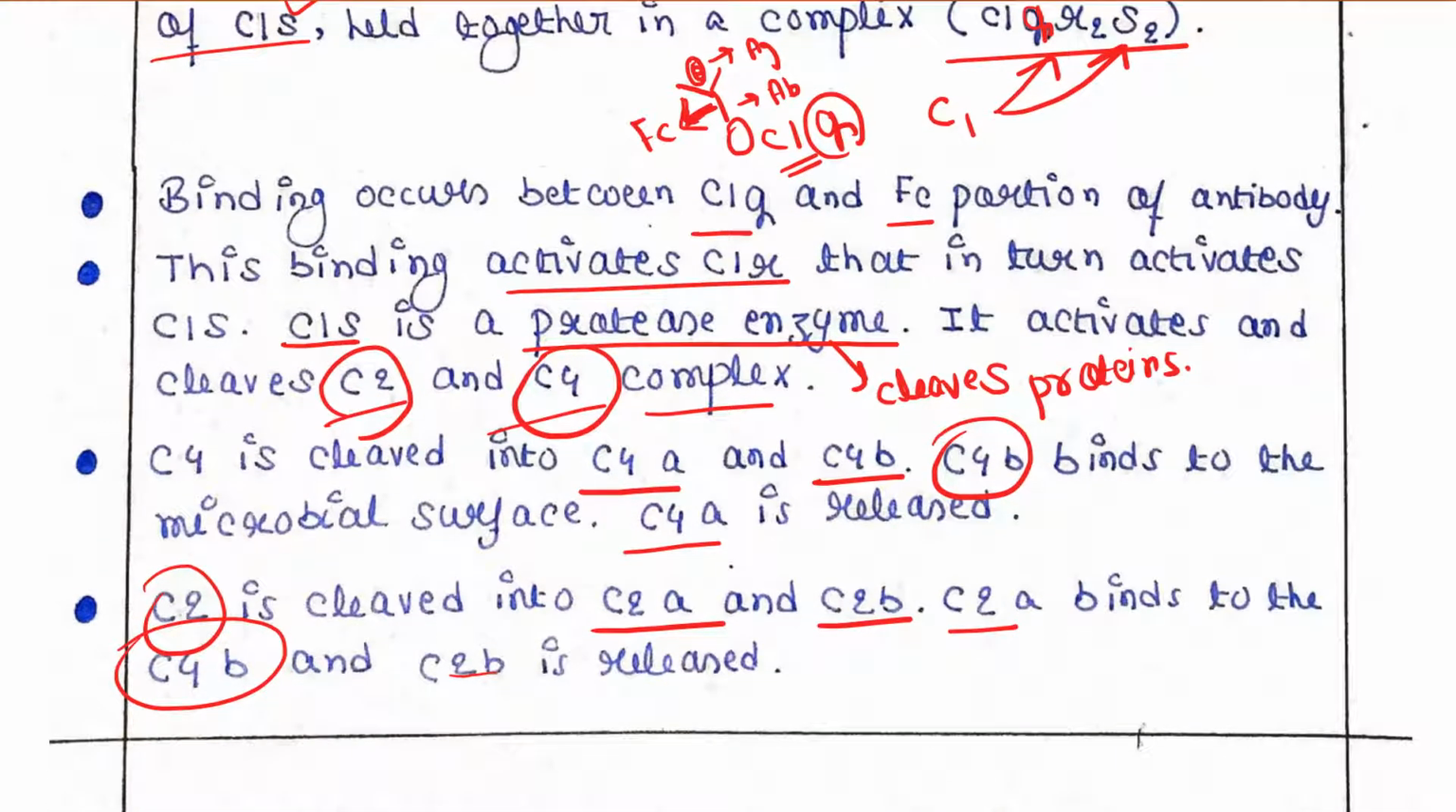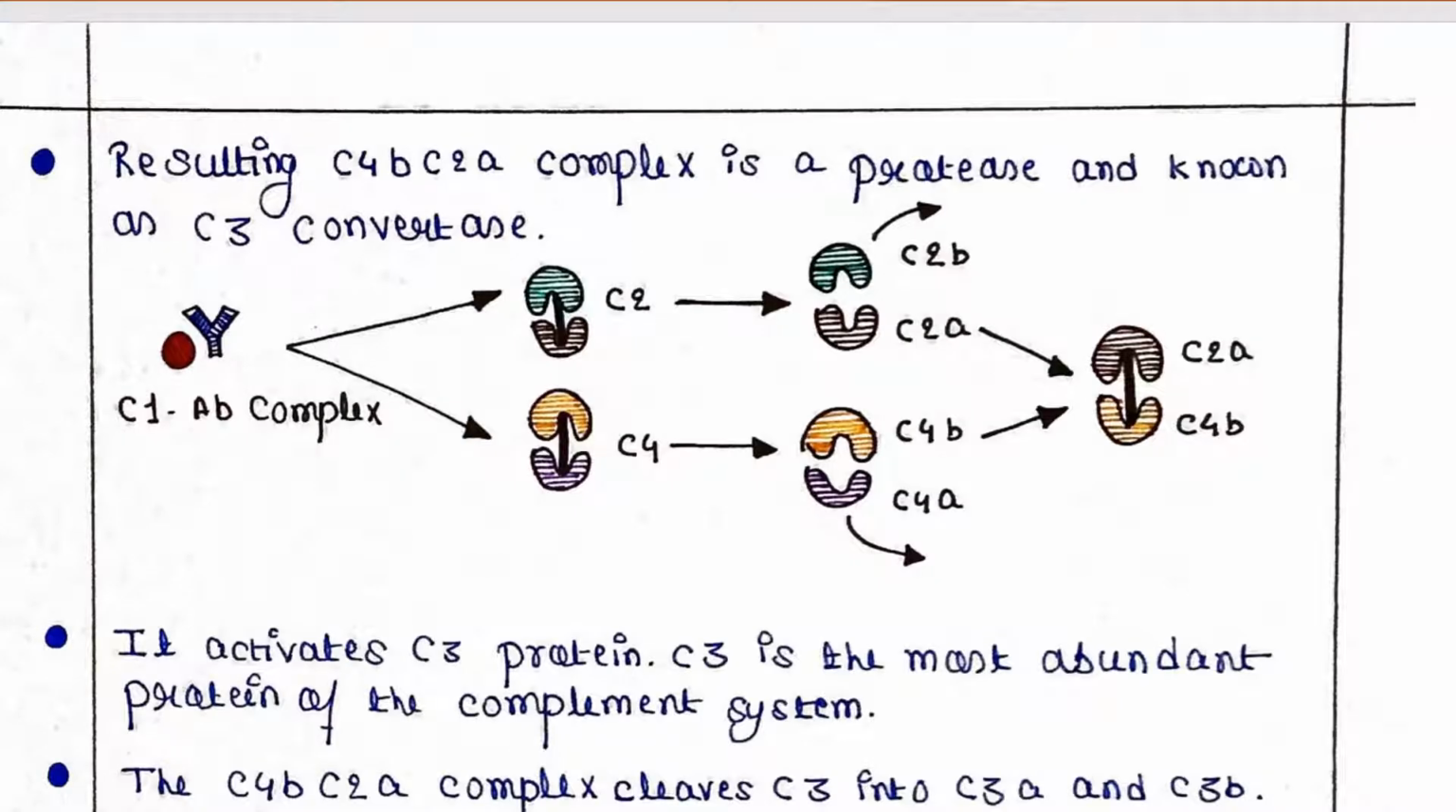We can understand it better in the diagrammatic representation. So here we can see that the antibody binds the C1 complement protein, and this antibody is binding the antigen here. Then this C1 will cleave C2 and C4. C2 is cleaved into two fragments, C2b and C2a, and C4 is cleaved into two fragments, C4b and C4a.